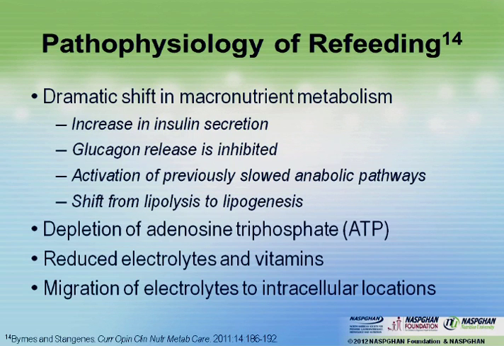So what's the pathophysiology? Well, there's a dramatic shift in the macronutrient metabolism. You're providing these patients with increased carbohydrates, so you're having an increase in insulin secretion. Glucagon release is inhibited. And so you have activation of previously slowed anabolic pathways, and you shift from lipolysis to lipogenesis. And you end up with depletion of ATP. And so you may have reduced electrolytes and vitamins and migration of the electrolytes into the intracellular locations.